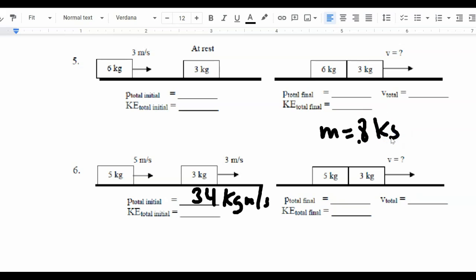And what's its velocity? Well, we know the total momentum. Newton would tell us the total momentum after this collision would, of course, be 34 kilogram meters per second. So it's the before equals after. That's called the conservation of momentum. Whatever is before equals after.